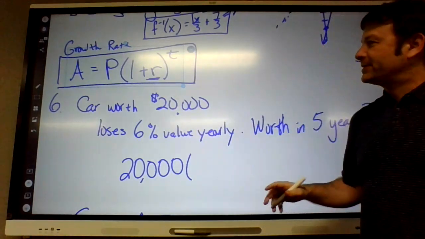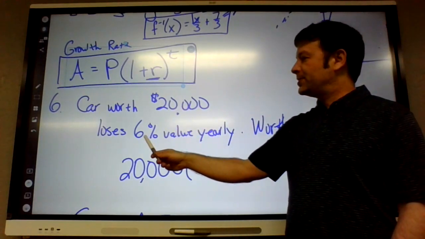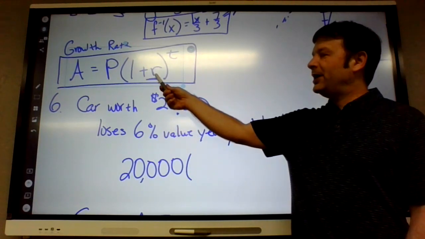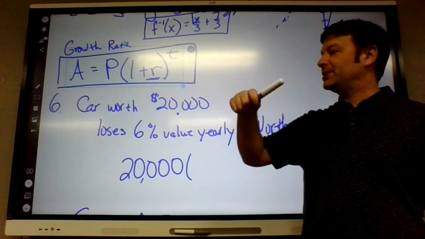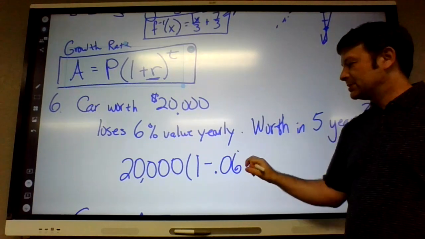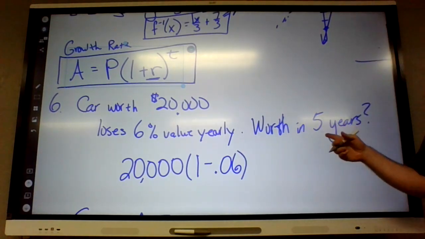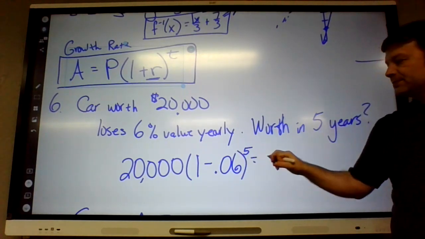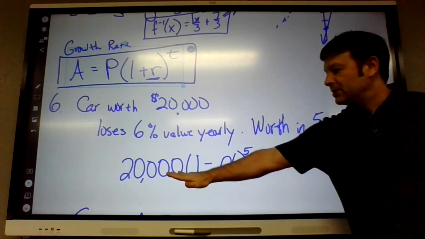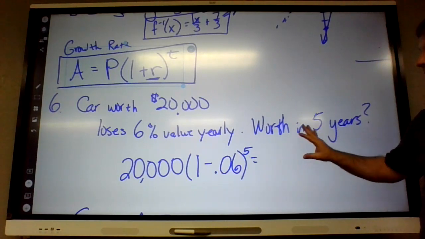Okay, anyways, what do we do with the 6%? Rate, but if it loses 6%, it's minus 0.06. And then 5 years goes right there. And your answer should make sense. Like my car was worth 20,000, now it's worth probably like 12,000 or something like that. That's what you should expect to get.